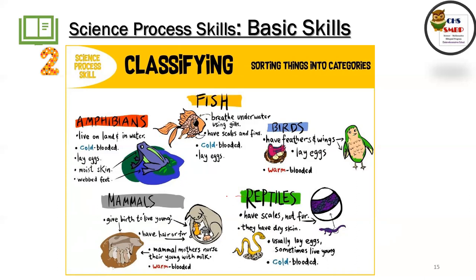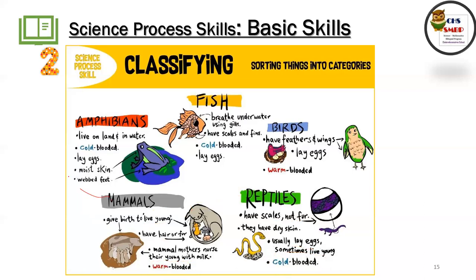Then if you look at reptiles and mammals, reptiles are cold-blooded and mammals are warm-blooded. And reptiles usually lay eggs, sometimes give birth to live young, but mammals always give birth to live young, right? And they don't lay eggs. They have hair or fur. On the other hand, reptiles have scales but no fur. That is the way you can differentiate reptiles from mammals.